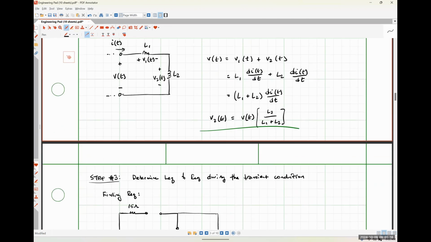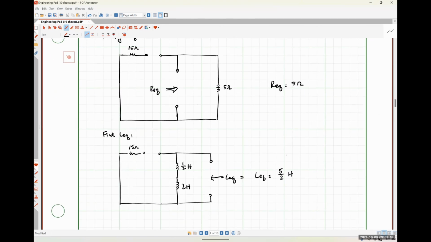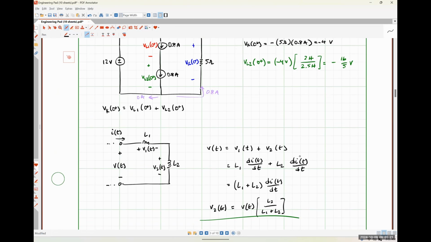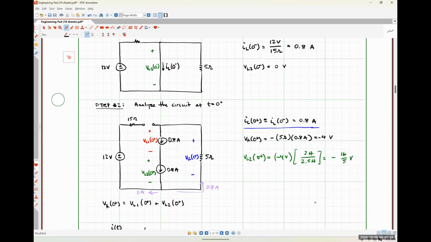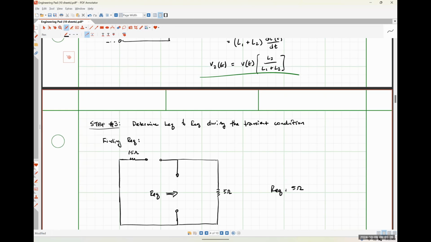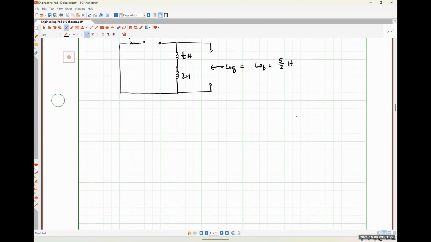Okay, so we found REQ, we found LEQ, we know what's going on at 0 minus, we know what's going on at 0 plus. So our last step is literally just plug stuff in to our equation. So plug info from steps 1 through 3 into our generic equation.